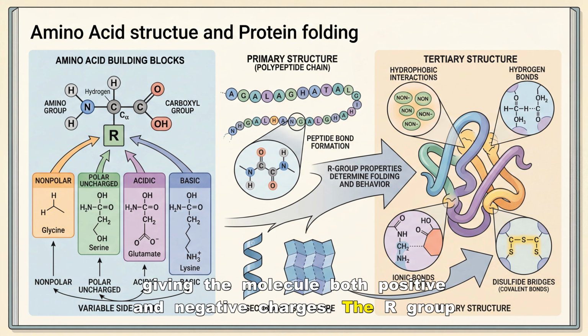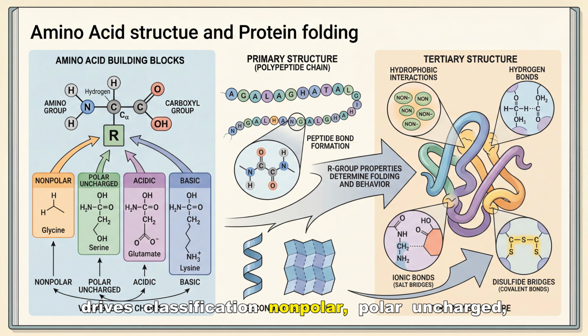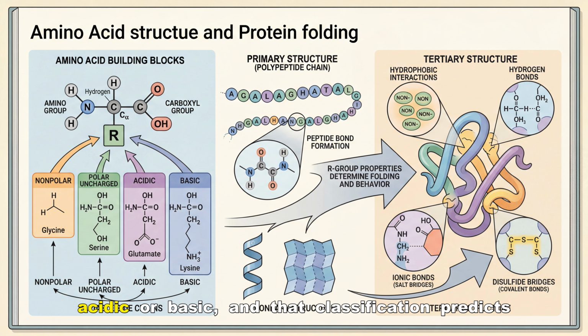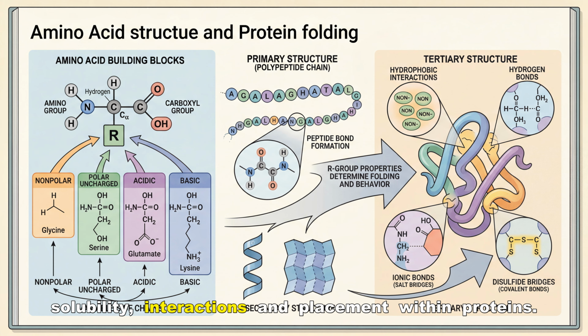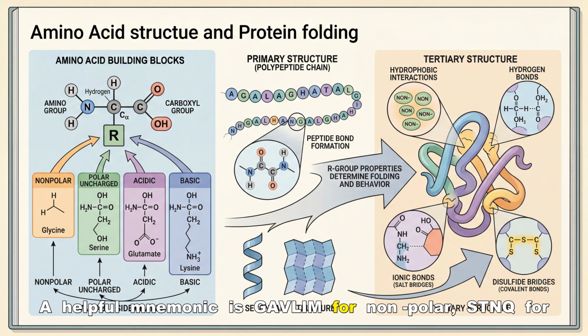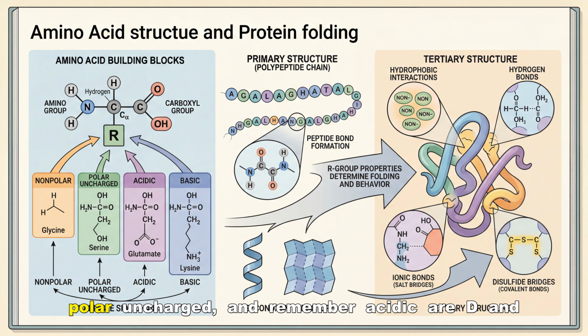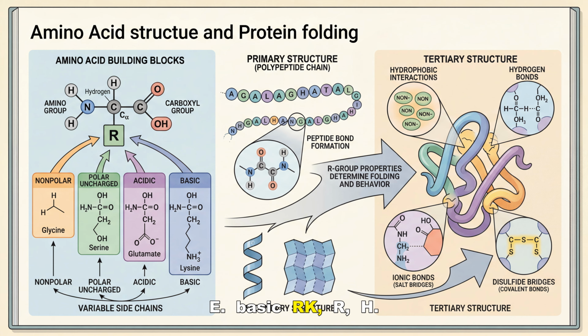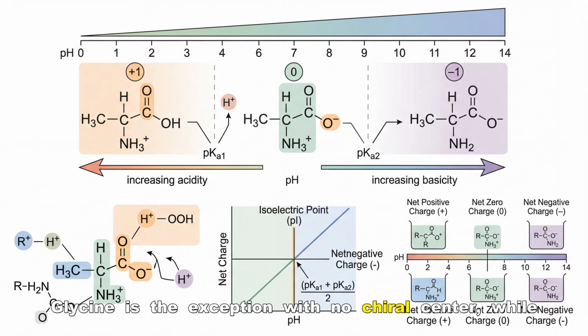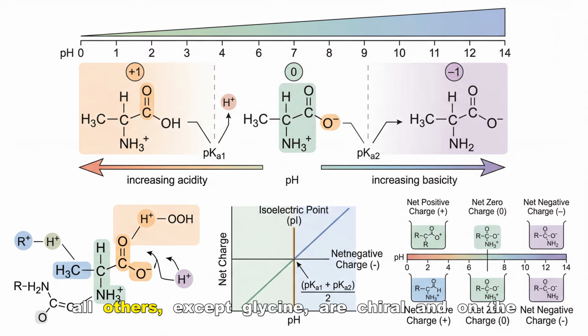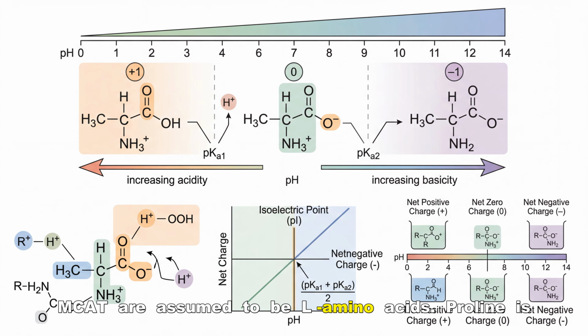The R group drives classification: nonpolar, polar uncharged, acidic, or basic, and that classification predicts solubility, interactions, and placement within proteins. A helpful mnemonic is GAVLIM for nonpolar, STNQ for polar uncharged, and remember acidic are D and E, basic are K, R, H. Glycine is the exception with no chiral center, while all others, except glycine, are chiral and on the MCAT are assumed to be L-amino acids.